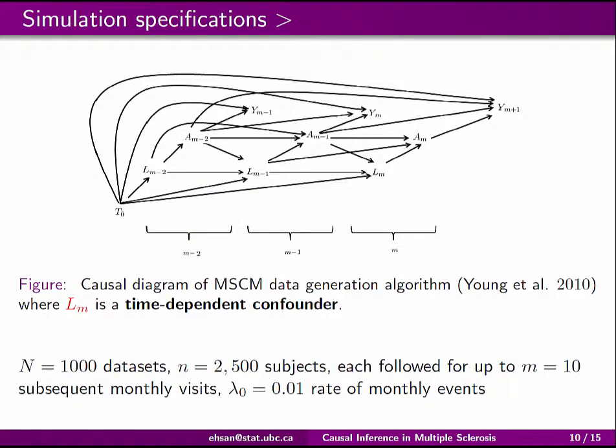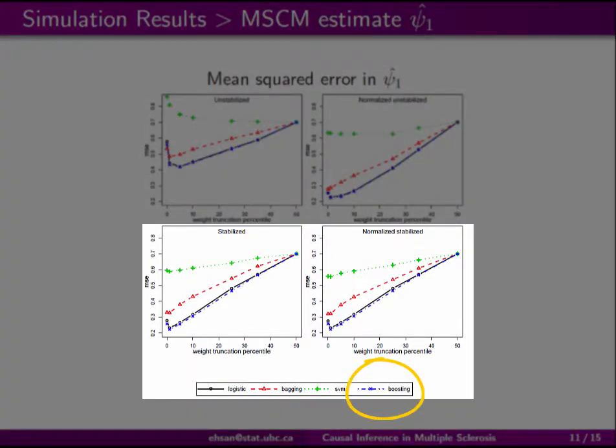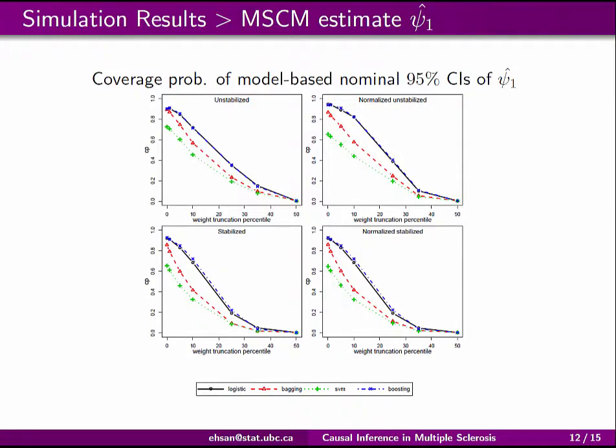To assess these, I simulated data using Young's algorithm to generate 1000 datasets suitable for fitting marginal structural Cox model. We calculate the mean squared error of the treatment effect estimate from the marginal structural Cox model for each version of the weights. Horizontal axis marks the weight truncation percentiles. Here we see that for the stabilized version of the weights, blue line representing the boosting method is performing better than the black line representing the logistic regression model. Exactly the same statement is true when we compute the coverage probabilities.